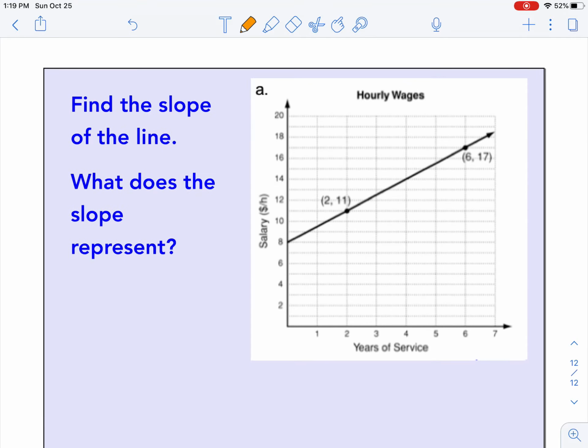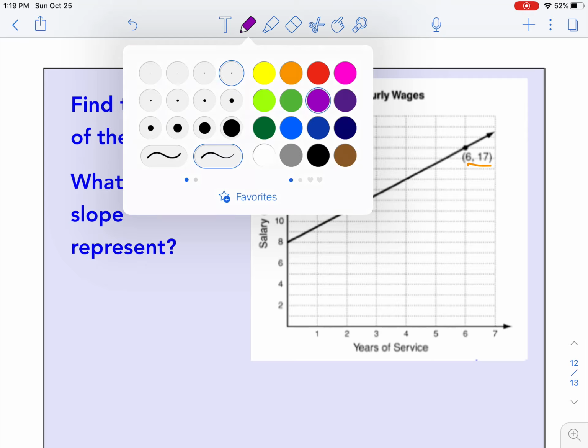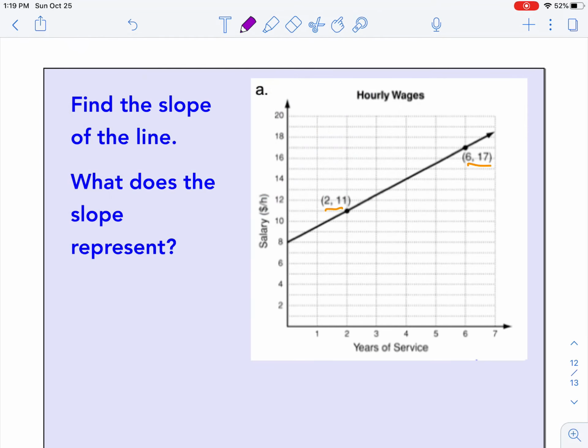All right, I have one more thing to cover with you, and that's just relating slope back to real world applications and rates of change. It says find the slope of the line, and what does the slope mean? Okay, well, we have these 2 ordered pairs, so we can find the slope of the line. Okay, so I am going to label these ordered pairs just as I've done in the past.